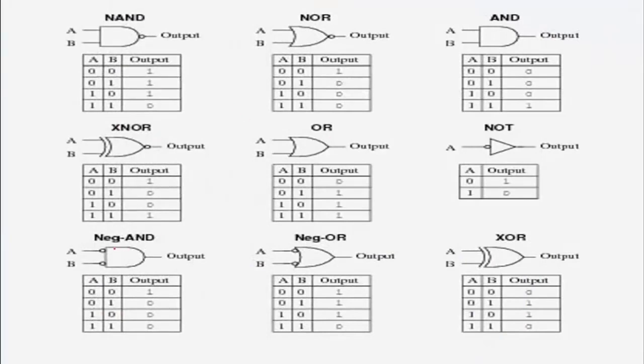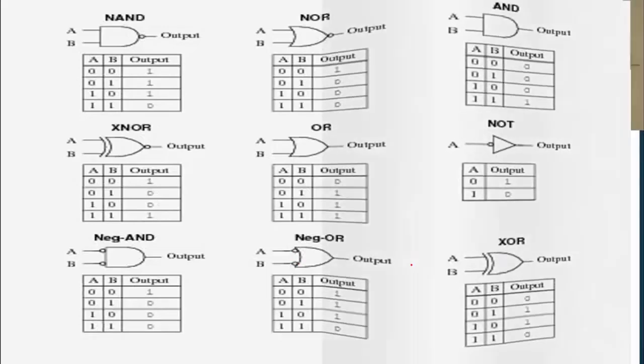This is OR gate. This is negated AND gate. It's an AND gate in which the inputs A and B have been negated. Okay, have been negated. This is negated OR gate. It's an OR gate in which inputs A and B have been inverted by this NOT gate. And we have the XOR gate there. Finally, those are the answers.